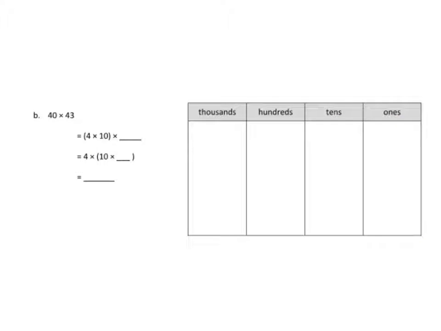So now we need to multiply 40 times 43. So we have 4 times 10 and then times 43. And then we're going to put the parentheses around the 10 and the 43. And then we need to put our chips into the place value chart. So we have 1, 2, 3, 4, 1, 2, 3.